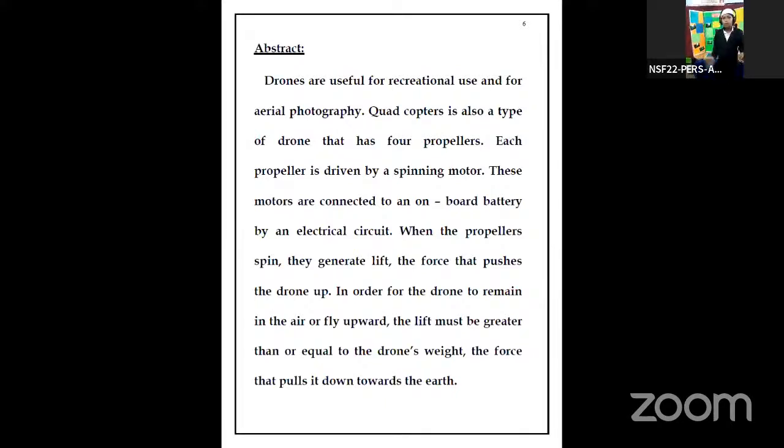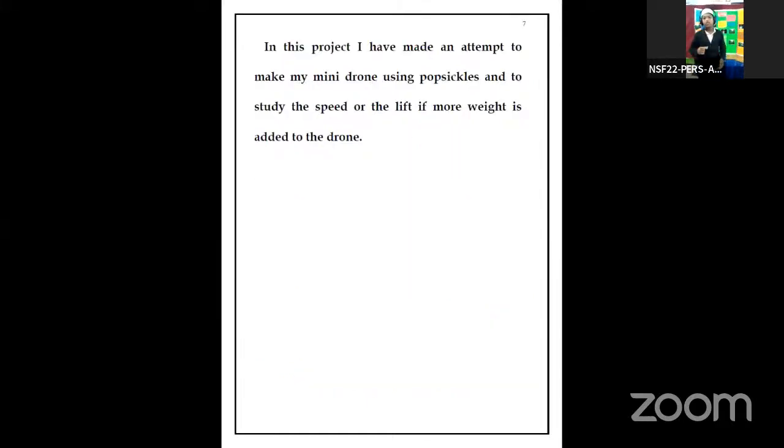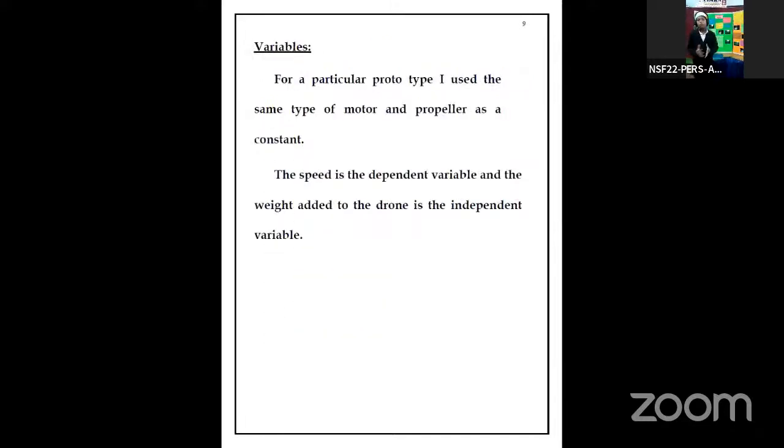Weight is the force that pulls it down towards the earth. In this project, I have made an attempt to make my mini drone using obstacles and study the speed or the lift if more weight is added to the drone. For the variables, the same type of motor and propeller is used as a constant. The speed is the dependent variable and the weight added to the drone is the independent variable.